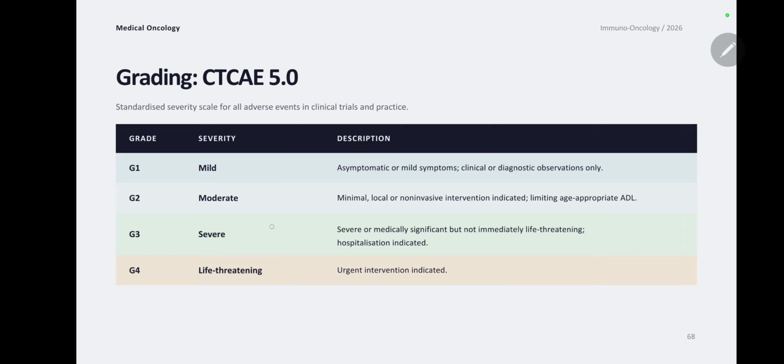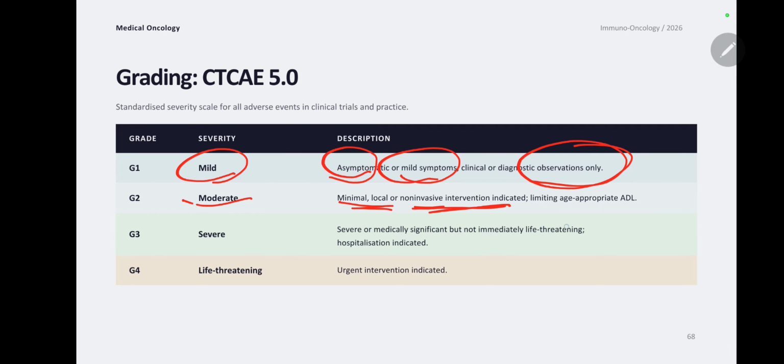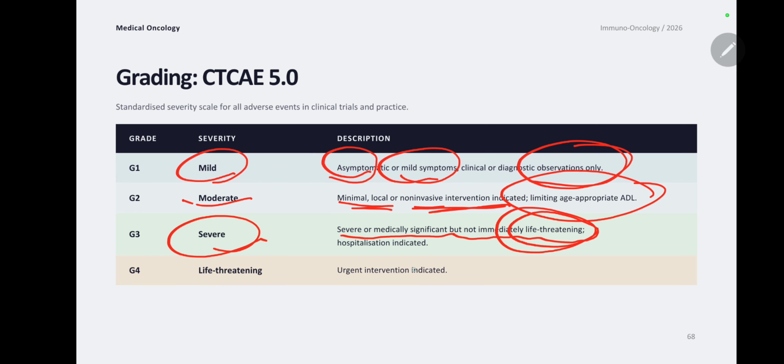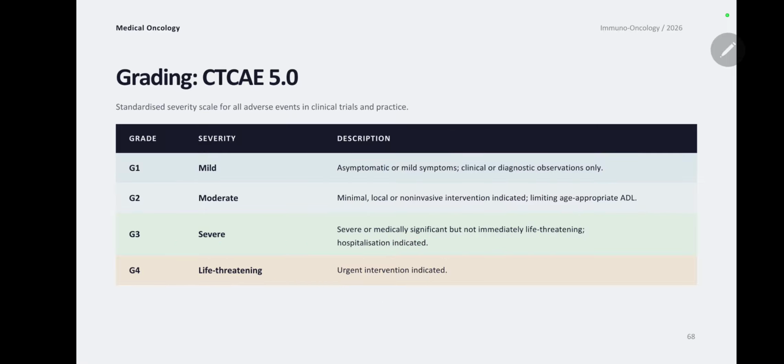So what is the grading? That is the basic grading which is used for all types of toxicity. Mild toxicity means asymptomatic or mild symptoms, so only observation is done. Moderate means minimal or local non-invasive intervention, but ADL is limited. Grade 3 is severe, that means severe or medically significant but not immediately life threatening. Hospitalization is indicated. Life threatening is grade 4, where urgent intervention is indicated.